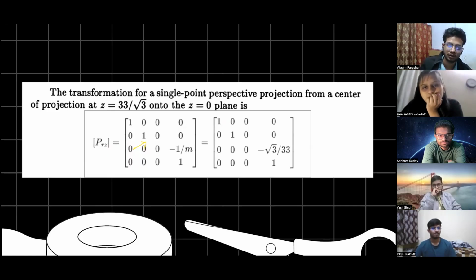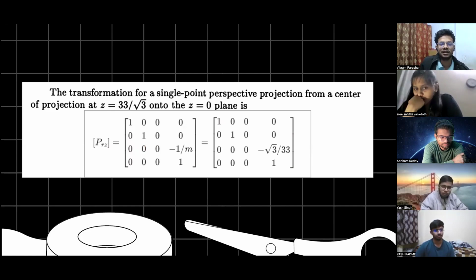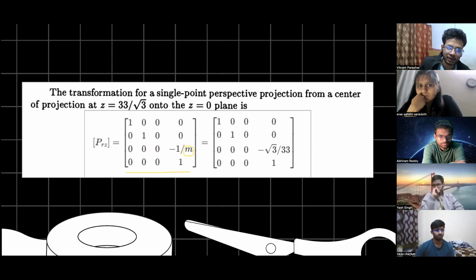So as discussed before, to calculate the transformation matrix for such a scenario, it's given by this matrix here, -1 comma m. Here m is the z value we calculated for the center of projection, which came to be 33 by root 3. If you put this m here, the transformation matrix becomes like this. So we can use this transformation matrix to calculate our projection. Next slide.